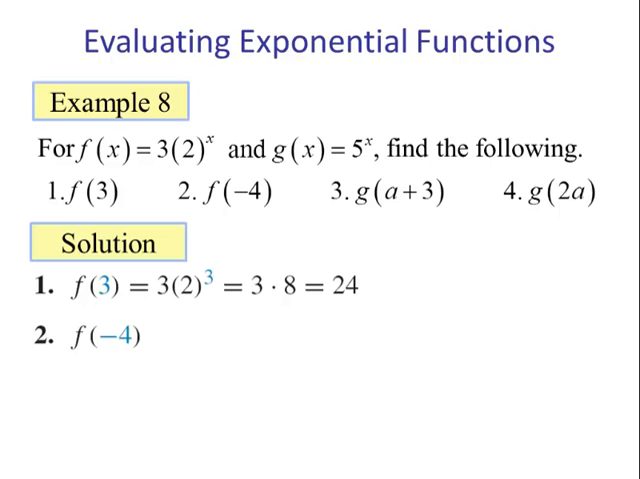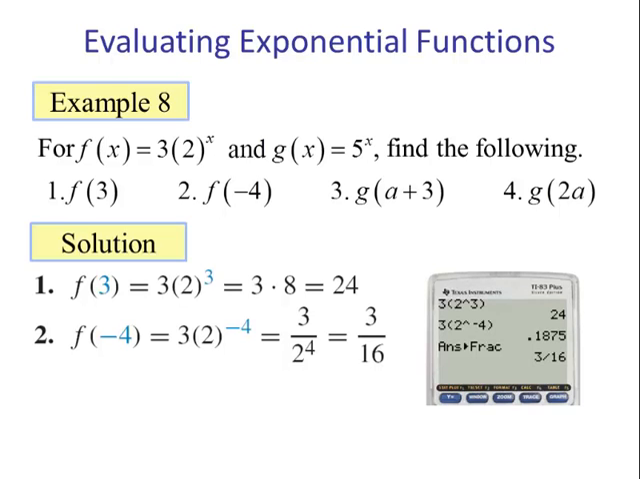Number 2, f of negative 4. We substitute negative 4 for x. Now we need to evaluate what is 2 to the negative 4 before we multiply by 3. 2 to the negative 4 power, it's in the numerator. We have to send it to the denominator to make it positive, or you can think of the reciprocal. So we have 3 over 2 to the 4th. 2 to the 4th is 16. So our answer is 3/16.